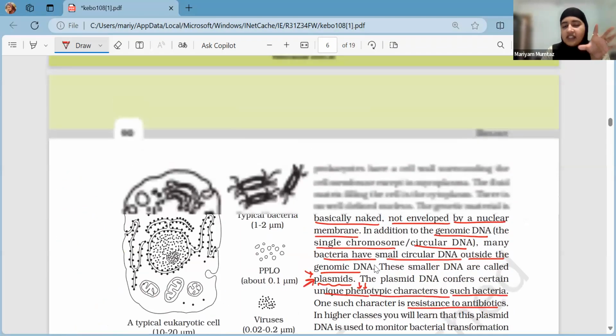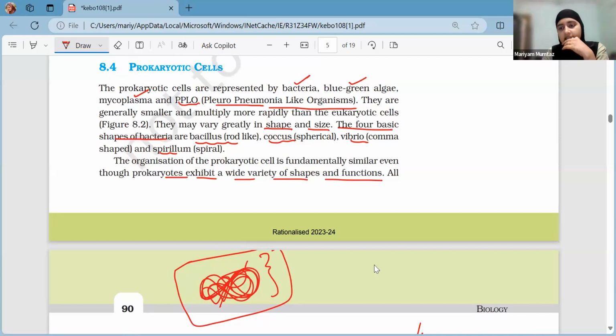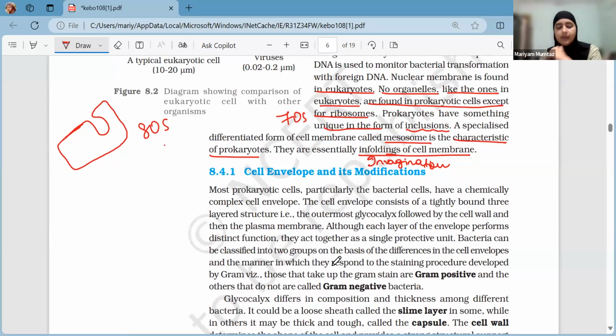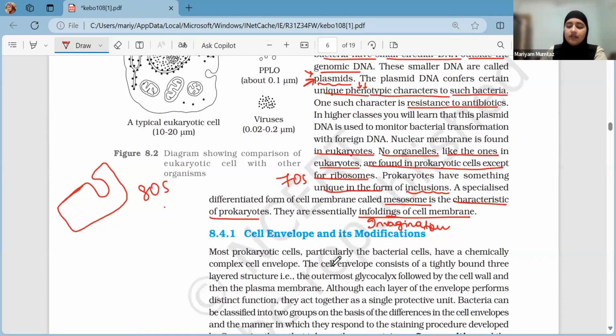Now, this much is clear. The intro part of the prokaryotic cell is clear. Yes, ma'am. Okay, good.